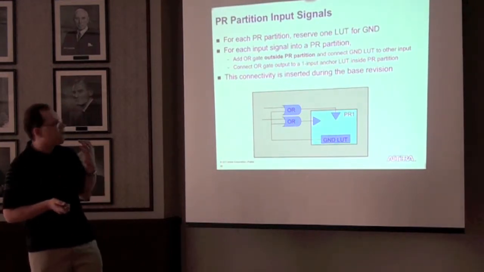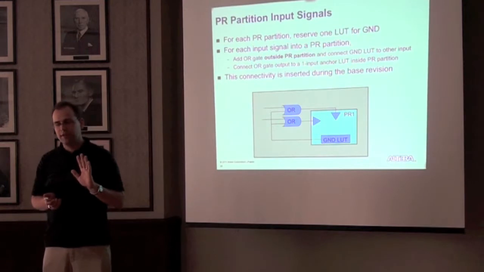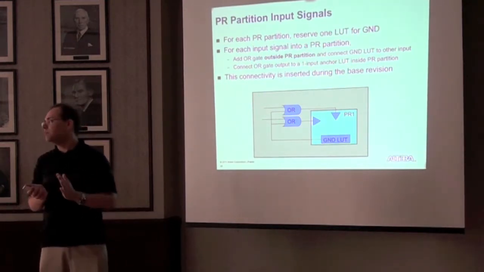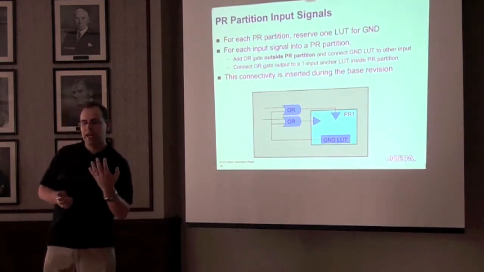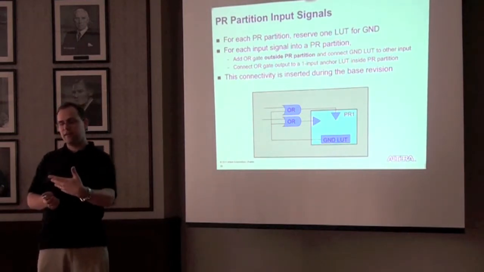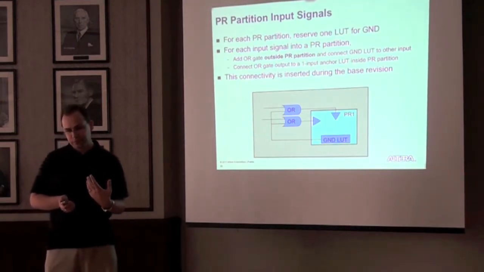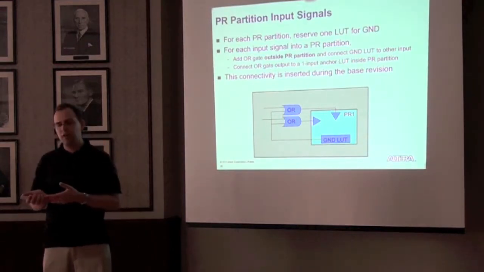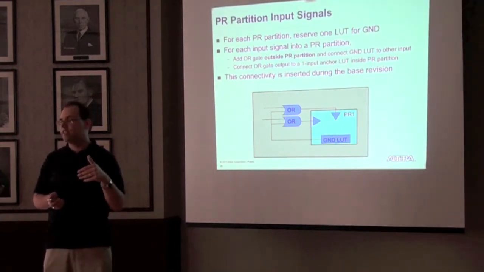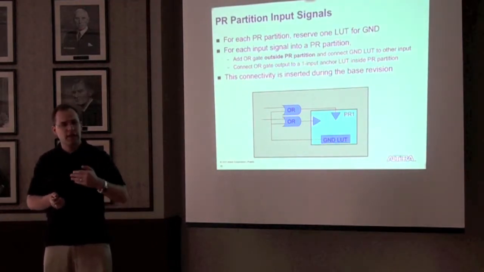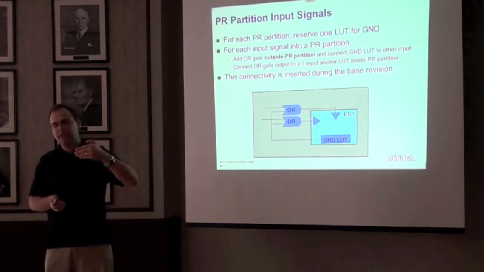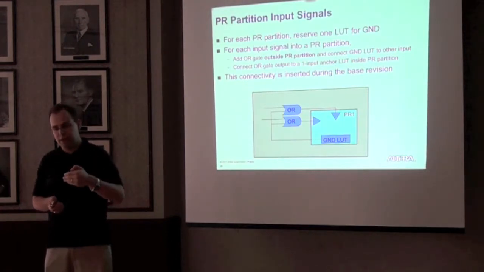So what we do is, for every PR partition, we reserve 1 LUT for ground. Its only function is to generate the ground signal. And for each input signal going into a PR partition, we add an OR gate outside that PR partition, so it's not going to be reprogrammed, and connect the ground LUT to the other input of the OR gate. And then we connect the OR gate's output to a 1-input anchor LUT inside the PR partition. That anchor LUT is just a regular LUT, but it's called an anchor LUT. That LUT's position will be constant across all compiles.